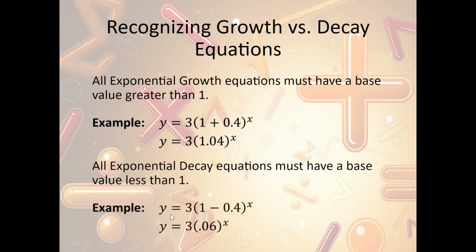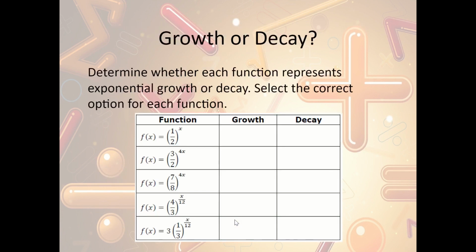So we have something like this, y equals 1 minus 0.4 to the x. Or they might have already done it for us and had y equals 3 times 0.06 to the x, which both of these we can tell are going to, when we simplify them, be less than 1. So that's decay. So how can we tell? Let's look at an example. We have f of x equals 1/2 to the x. Well, 1/2 is less than 1, so that is decay.